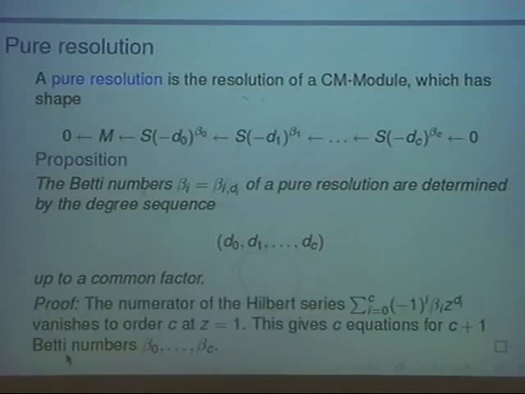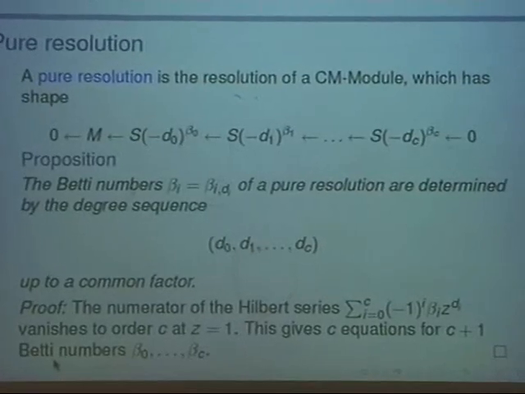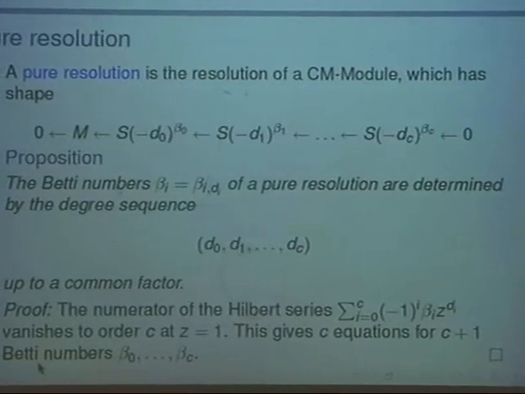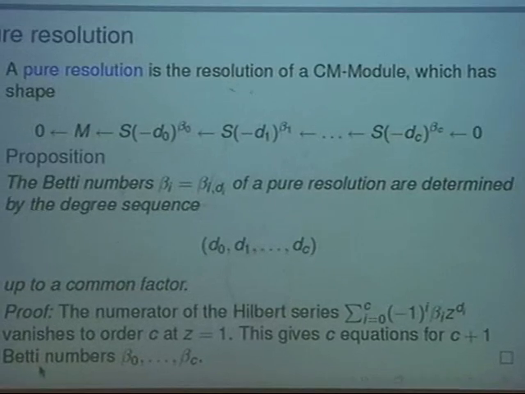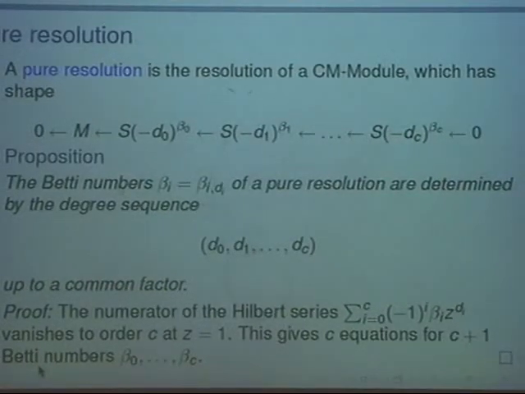So here's the proof. The numerator of the Hilbert series, in this case it simplifies, is the sum over i of minus 1 to the i beta_i z to the d_i, and it vanishes to order c at z equal 1. So this gives c equations for c plus 1 numbers. So they're determined up to a common factor. If you think about the system of equations, it's a fundamental type of equation. They're really independent.